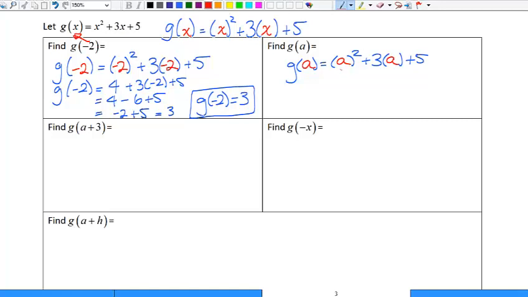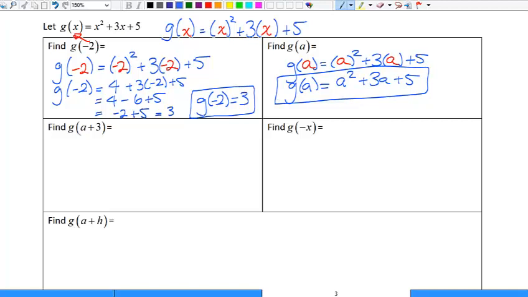PEMDAS says exponents first, and then multiply, divide, add, subtract. But there's not really all that much I can do for this particular problem. I can clean it up by not writing those parentheses. So I could say g of a equals a squared plus 3a plus 5.